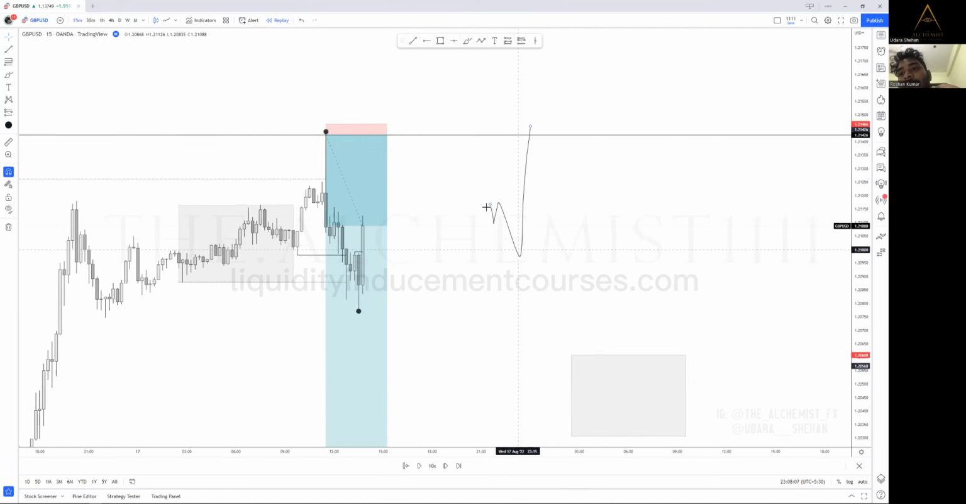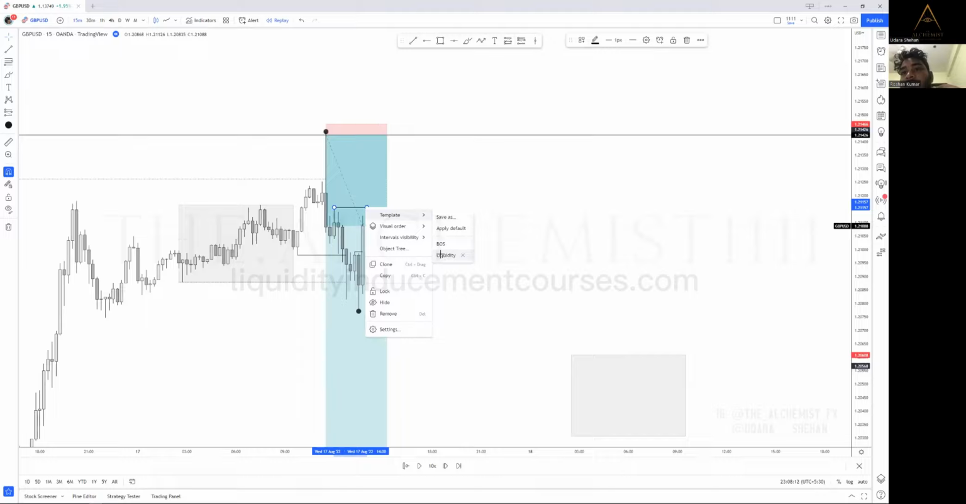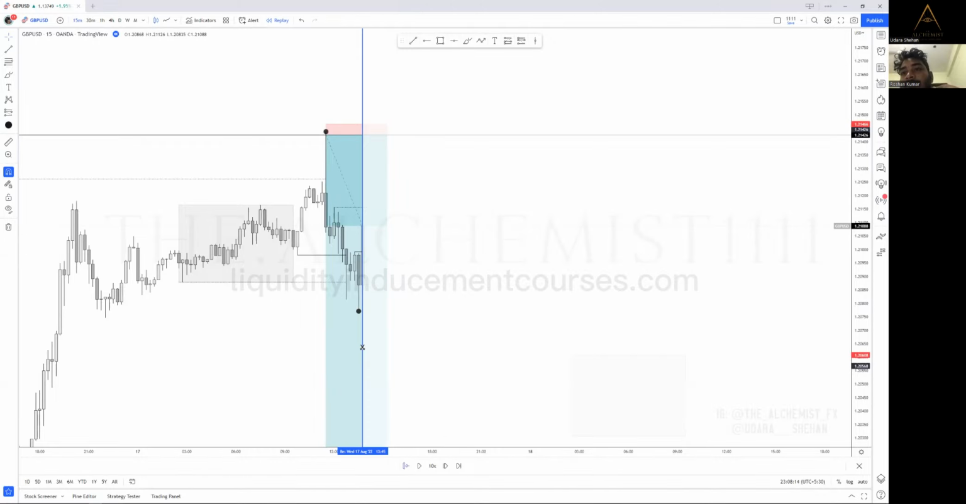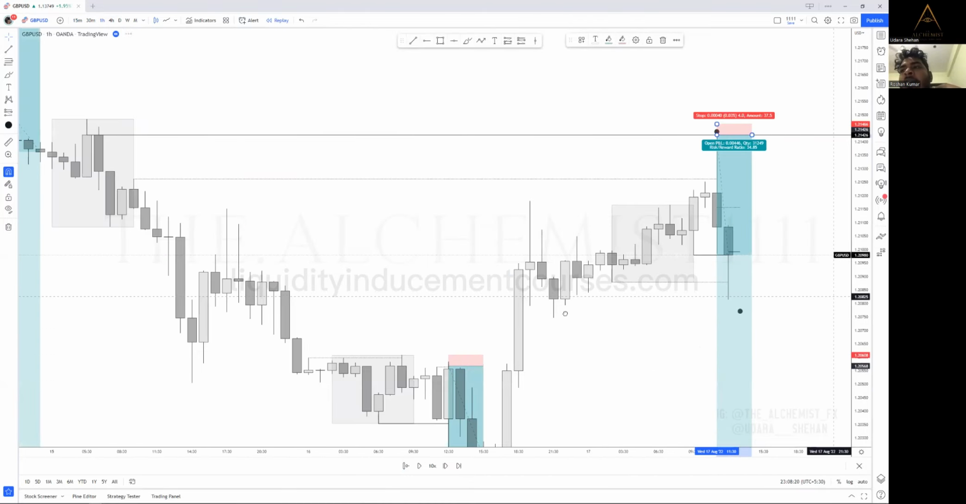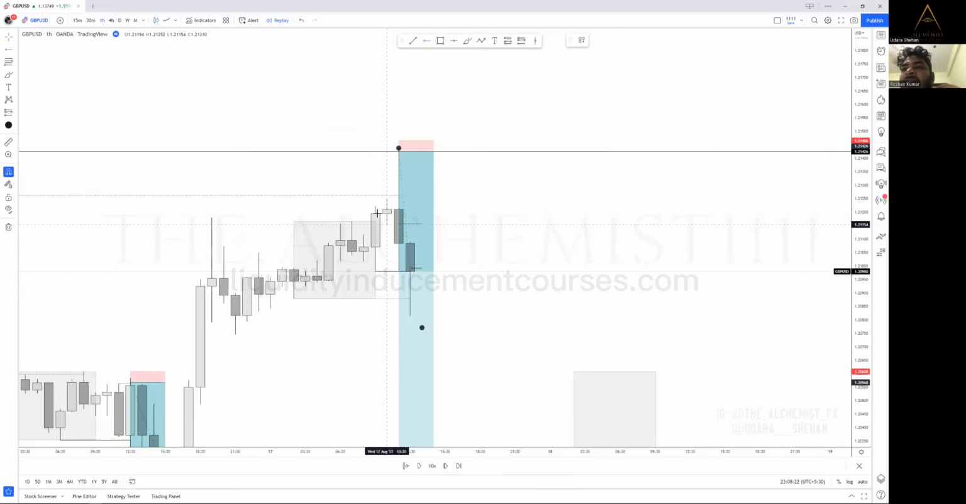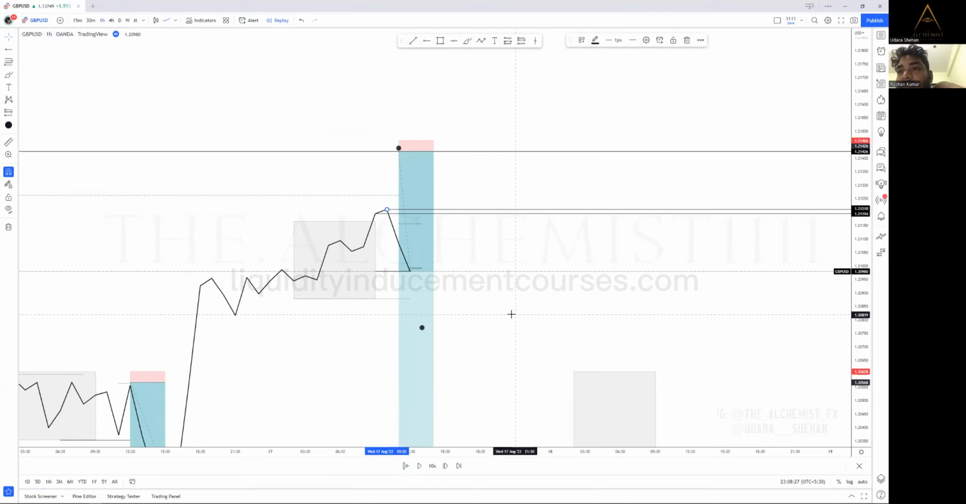Why are they moving up? That is to take out the internal range liquidity. So above the internal range liquidity on a lower time frame, strong low, what do we look for? Higher time frame point of interest, right? Let's go to the H1. What do we have on the H1? We have an order block as well as a rejection block, or a resistance.